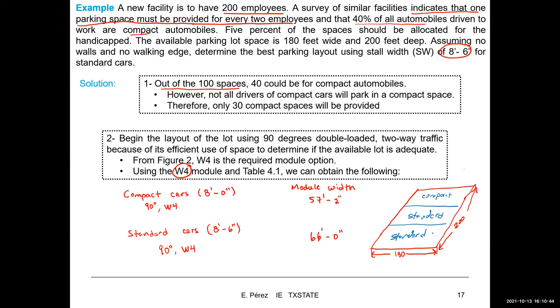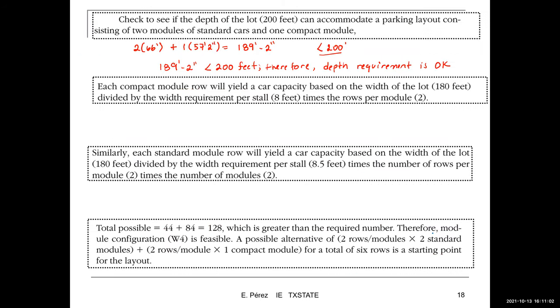The question now is, okay, we can fit this based on width, but how many cars can we put inside those three spaces? So that's the next step. Each compact car module row will yield a car capacity based on the width of the lot, which is 180 feet, divided by the width requirement per stall, which is 8 feet, times the rows per module, two.